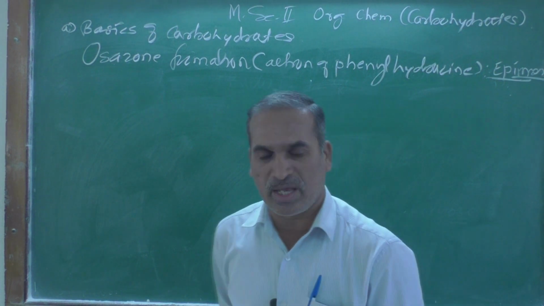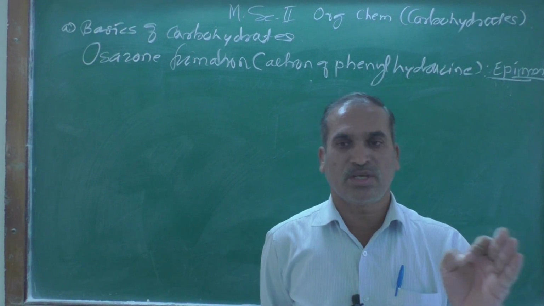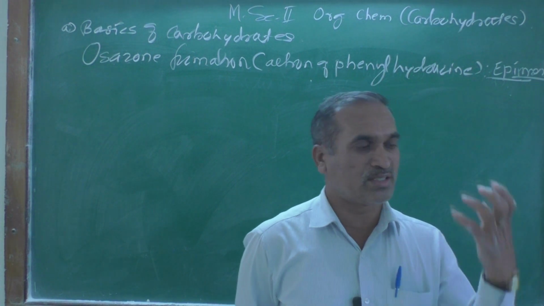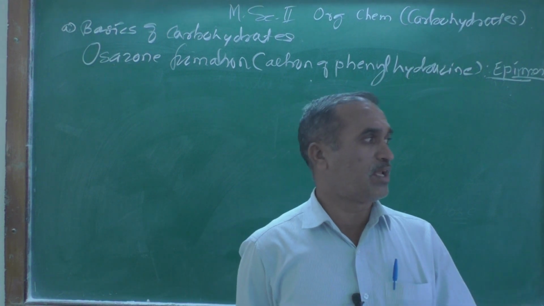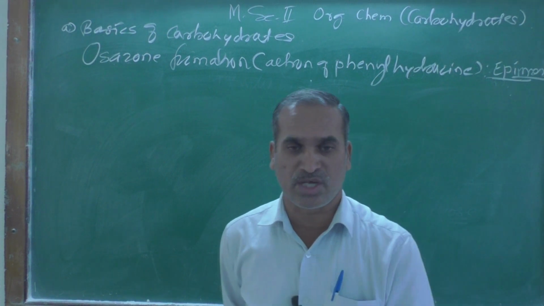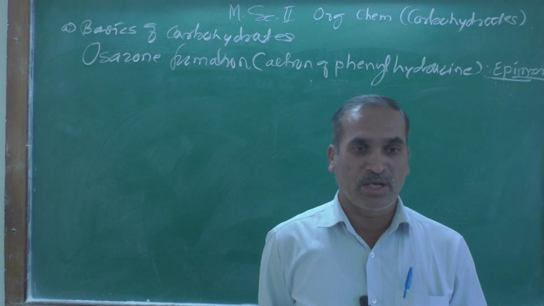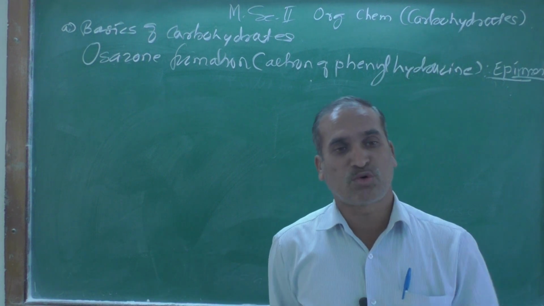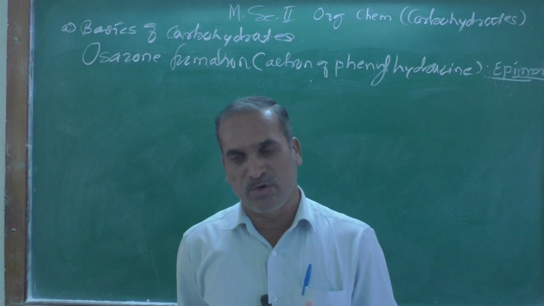Suppose it is replaced by C double bond O, NH2, then it is known as a semicarbazone. If it is replaced by NH, then a benzene ring, and at the 2 and 4 positions there is a nitro group, then it is called 2,4 DNP or 2,4 dinitrophenylhydrazine. These are the 5 derivatives.